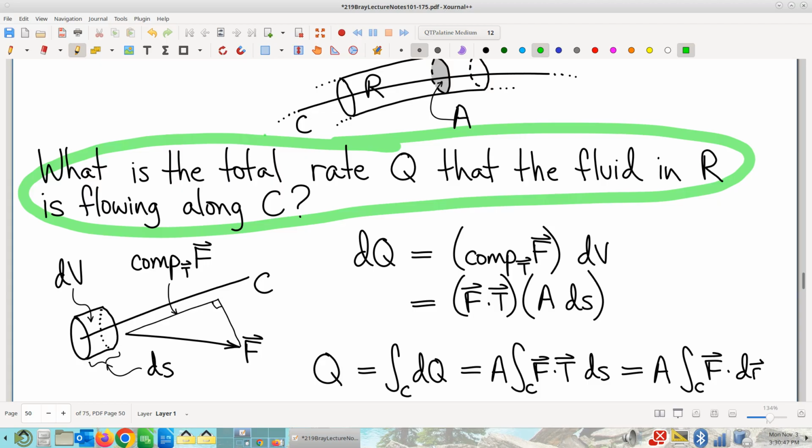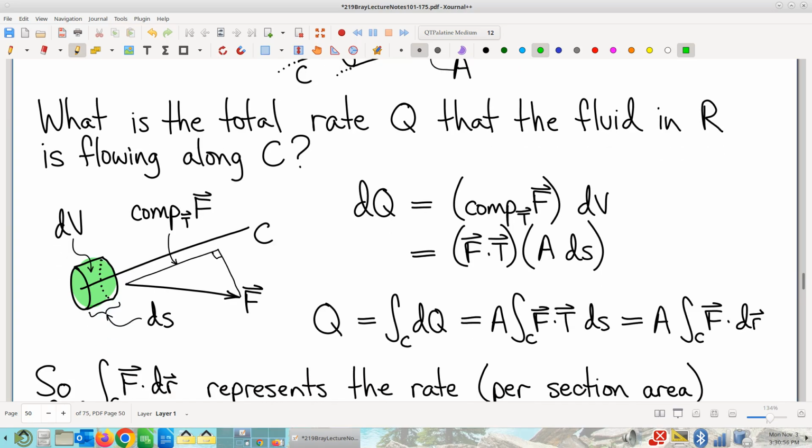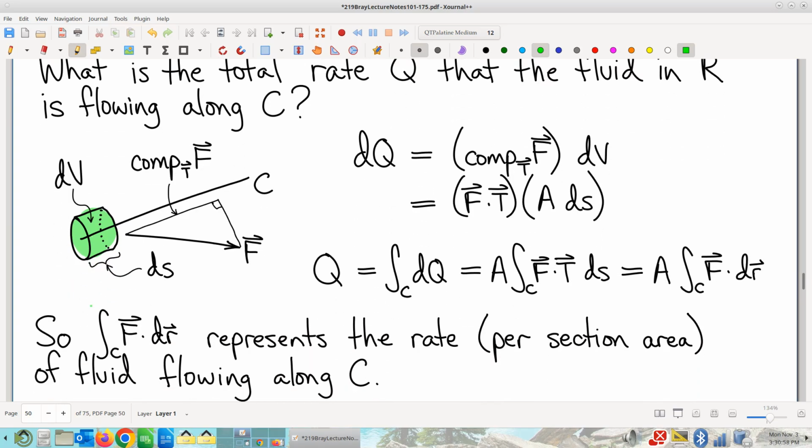Okay, so here we go. Total rate that the fluid's flowing along the curve. Well, we've got a certain amount of fluid. There's a little piece of the fluid. If I look at one little piece of the curve, this is the corresponding amount of that fluid. And here's how much fluid it is.